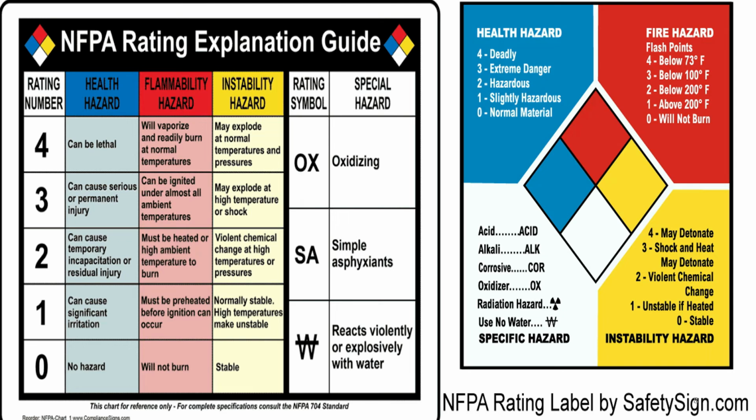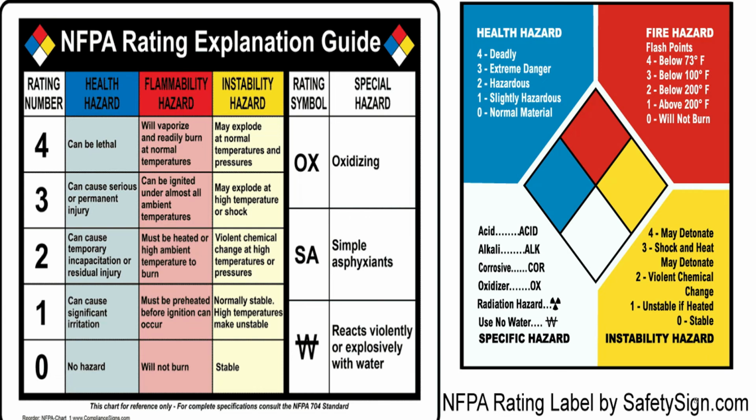The rating numbers, the higher the number, the more hazardous the material is going to be during a fire. The white is a special rating. Sometimes the white diamond is left blank. If it's oxidizing, remember an oxidizing agent will help spread a fire, will make it hotter and spread faster. SA, simple asphyxiants. Asphyxiants are something that will suffocate you. And the bottom one, the W with a line through it, means it reacts violently or explosively with water.